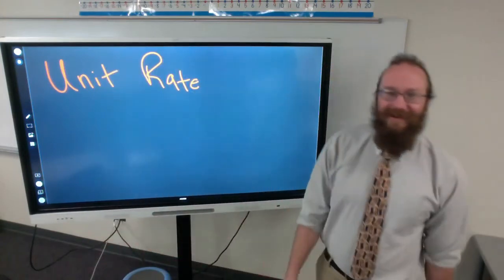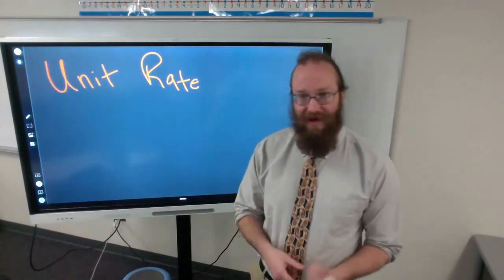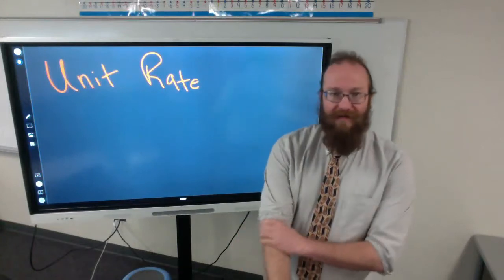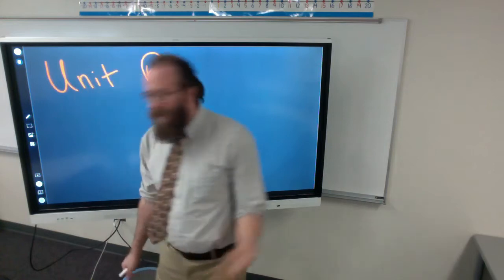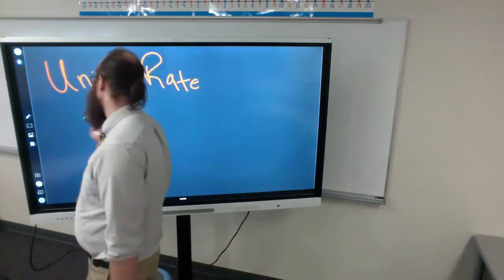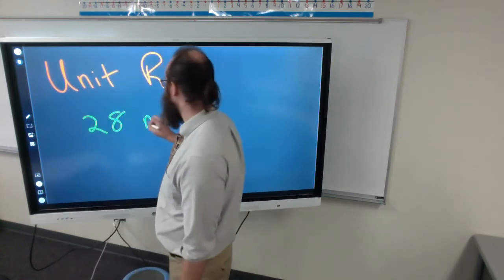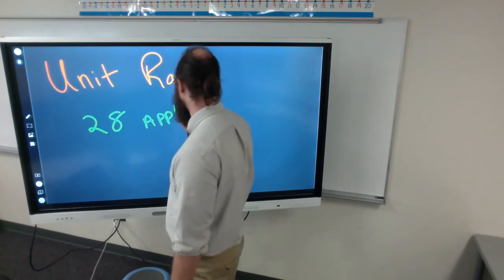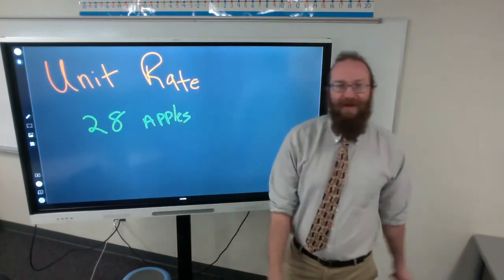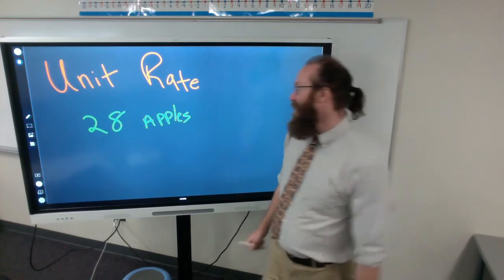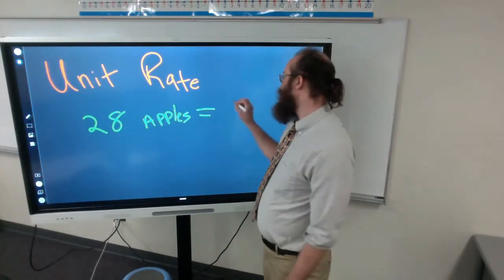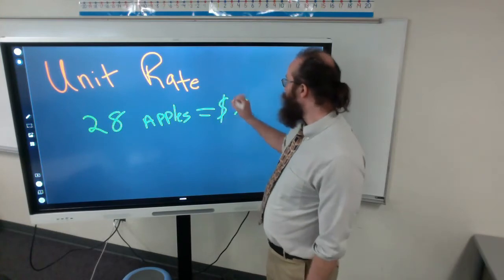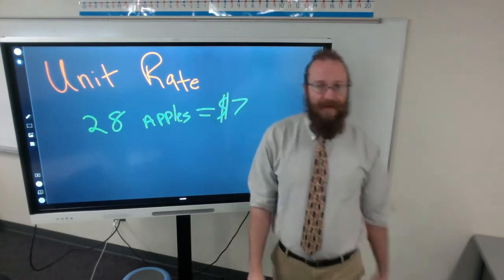So today we are going to be talking about something called the unit rate. And one way to find the unit rate is through division. So let's say I have 28 apples, right? Because that's what math always uses is apples. And for the entire 28 apples, it costs $7, okay? So the unit rate is multi-directional, right?